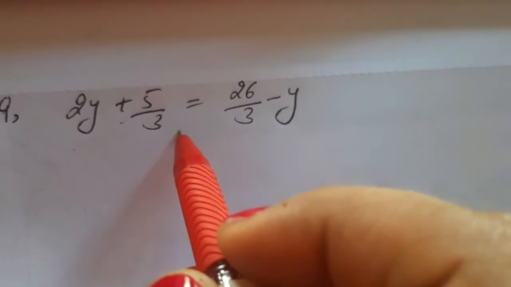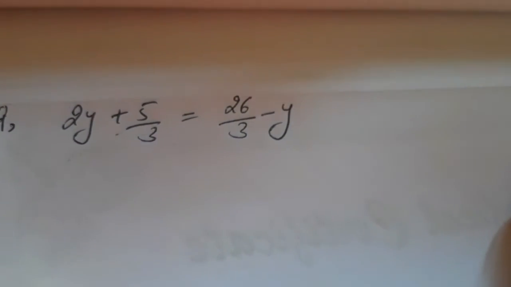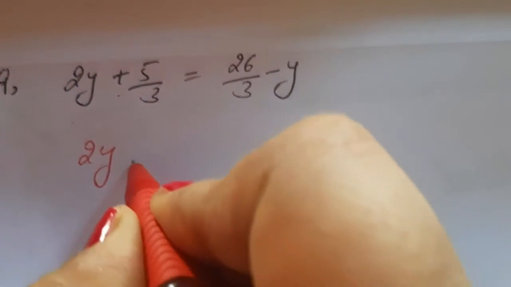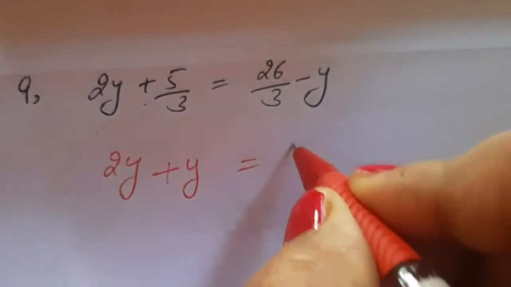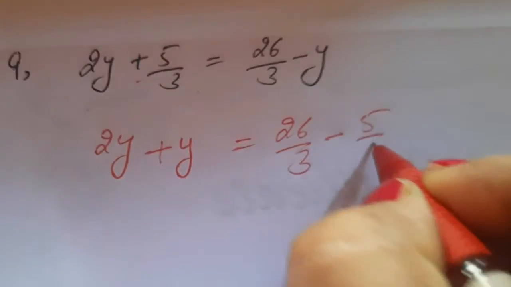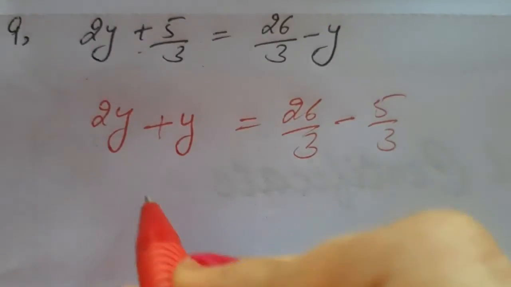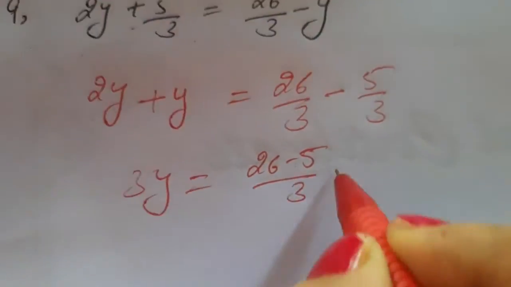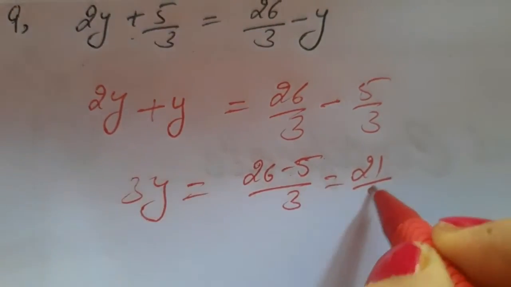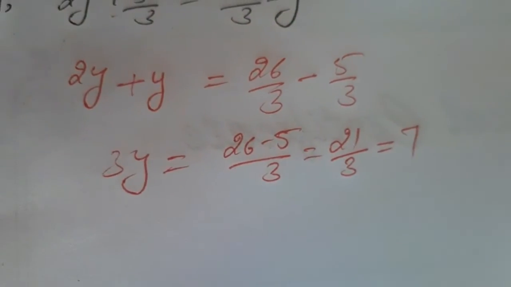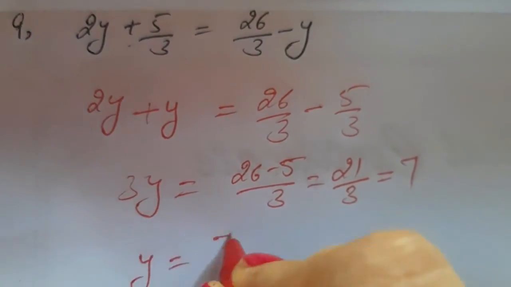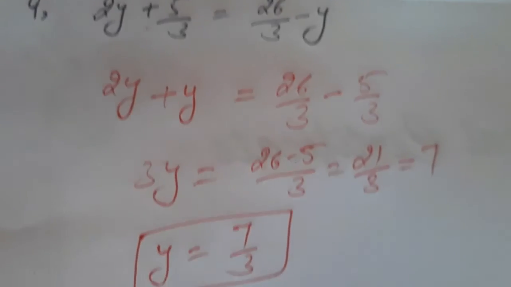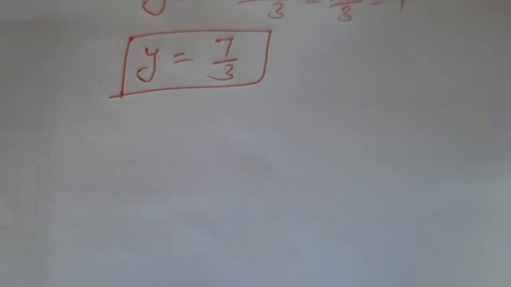Next is 2y plus 5 by 3 is equal to 26 by 3 minus y. First of all let us collect the terms of y. 2y plus y is equal to 26 by 3 minus 5 by 3. So it will become 3y is equal to (26 minus 5) by 3. These are like fractions, so we will subtract. 21 by 3, that comes out to be 7. So y will be 7 by 3. You can check the result by putting the values in the left hand side as well as in the right hand side.